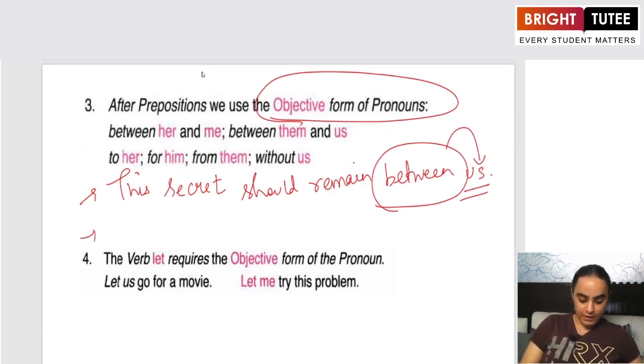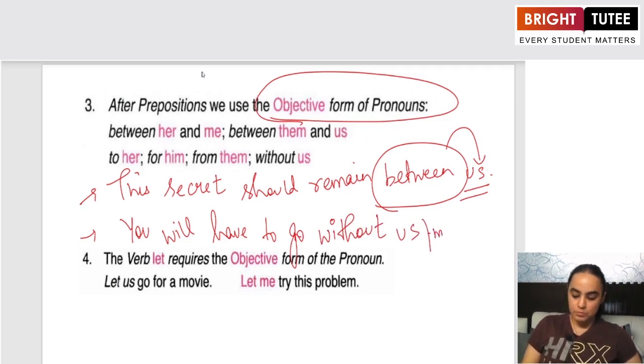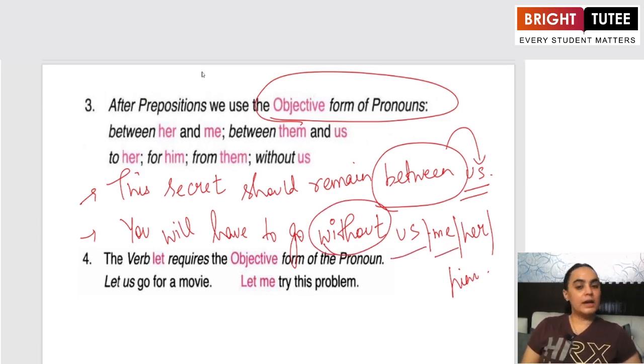If I give another example, you will have to go without us, or without me, or without her, or without him, anything for that. Again, what is my preposition? Without. And after the preposition, I have used a pronoun. So, this pronoun which is used after the preposition is known as the objective form of the pronoun.